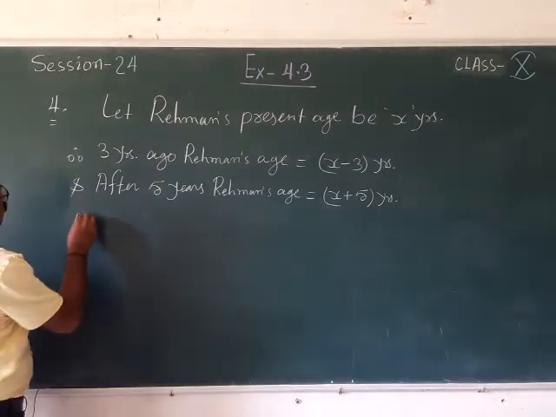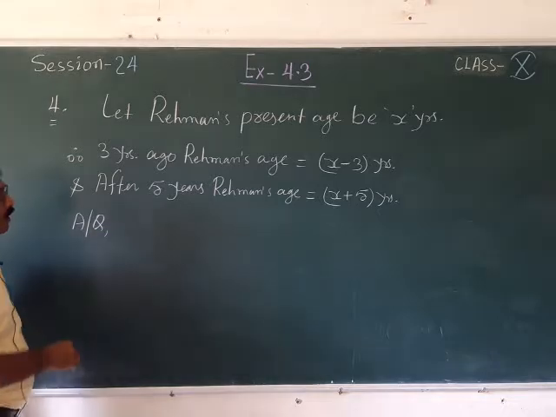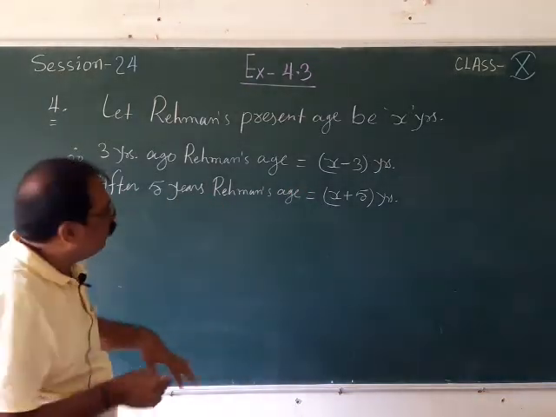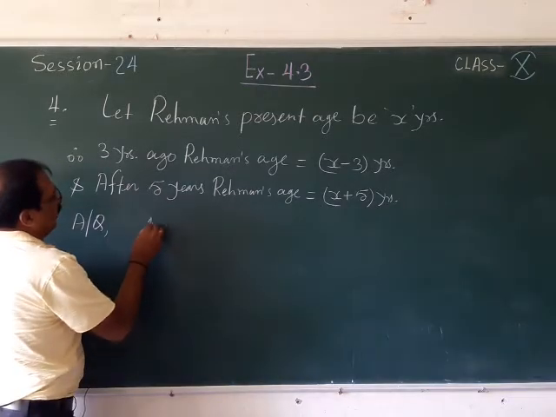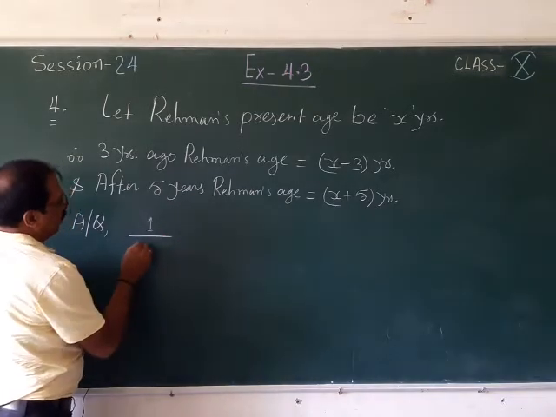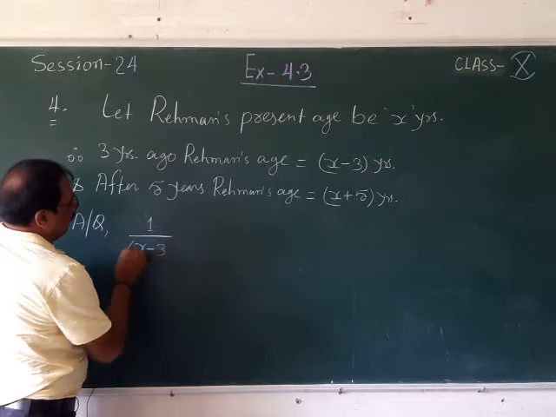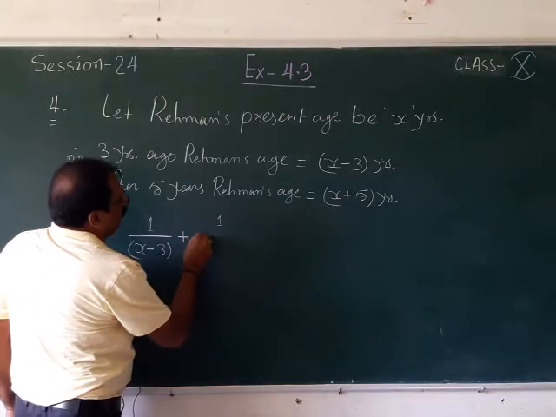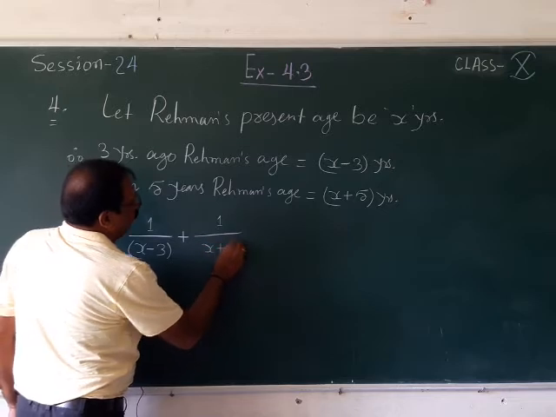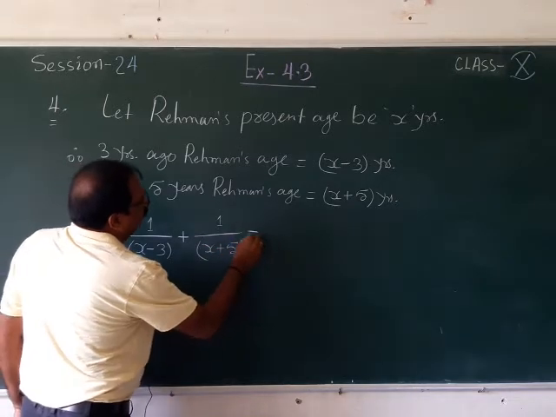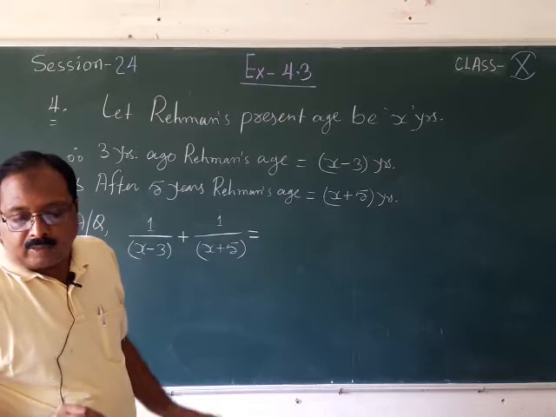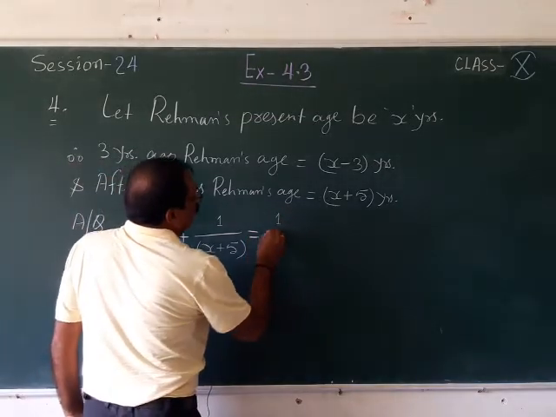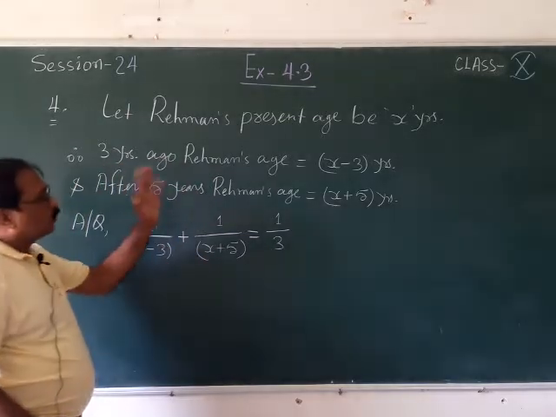Then according to the question, what is told in the question? The sum of the reciprocals of their ages. That means you need to write it like that. The reciprocal of x minus 3 will be 1 upon x minus 3, and the reciprocal of x plus 5 will be 1 upon x plus 5. And what is the sum of their reciprocals? That is 1/3. That means it is 1 upon 3. Now you need to solve it.